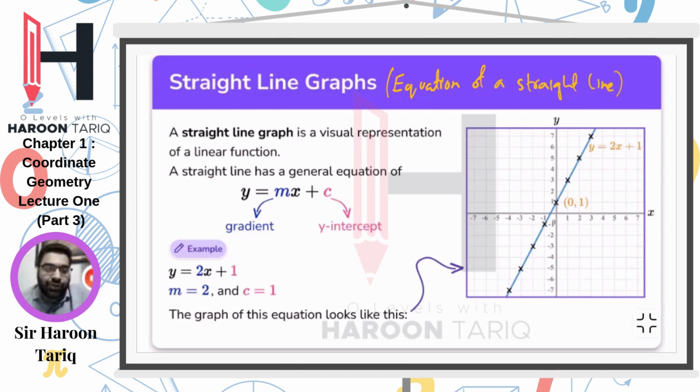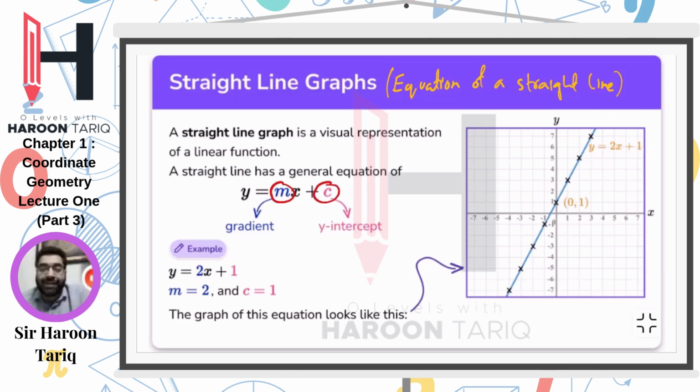For the equation of a straight line, our formula is y is equal to mx plus c. This m we just discussed. M is the gradient, right? Slope. We just did the formula for how to find gradient. This c here is the y-intercept.